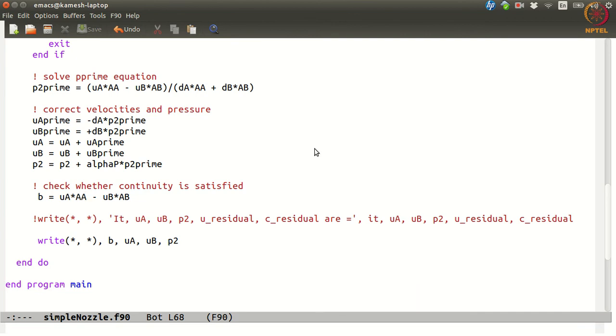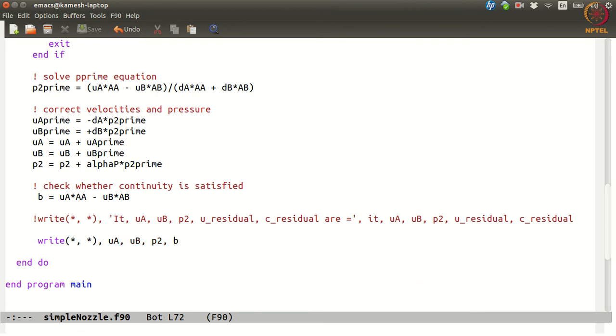So we look at UA star AA minus UB star AB. This is the value of our continuity equation, right? With whatever corrected value, this should satisfy continuity at each and every iteration. Then we print out the B value, that is the continuity value, UA, UB. Let us print this out at the end, so that means we print out UA, UB, pressure and B.